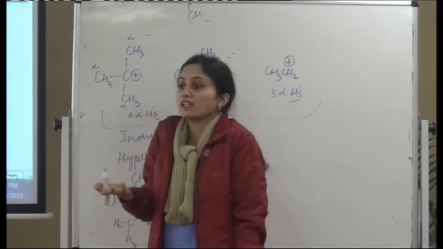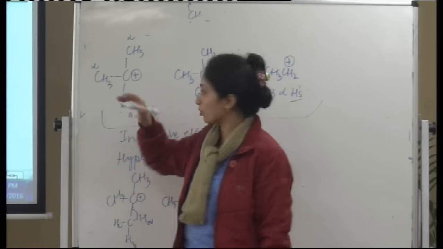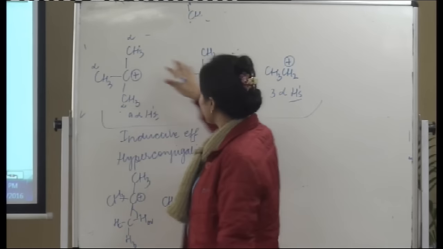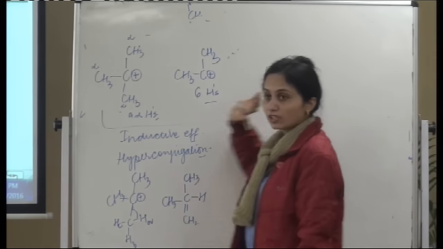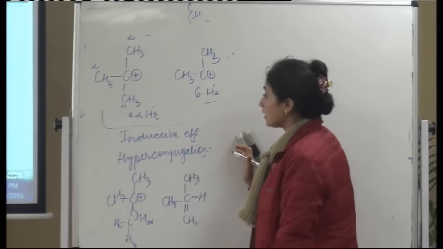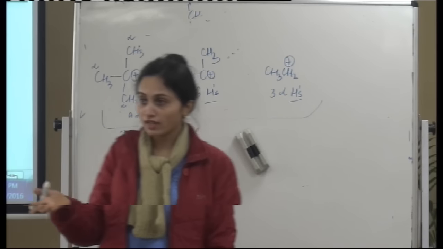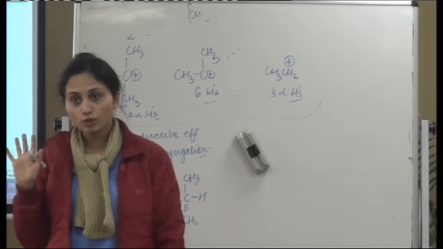Why is 3 degree the most stable? First of all, I said count the alpha hydrogens in it. How many alpha hydrogens are there? 9. This one has 6, this one has 3. So clearly one distinguishing factor is the number of hydrogen atoms. Now I have told you another statement that you've written. Greater the number of alpha hydrogens, greater will be the hyperconjugating structures.